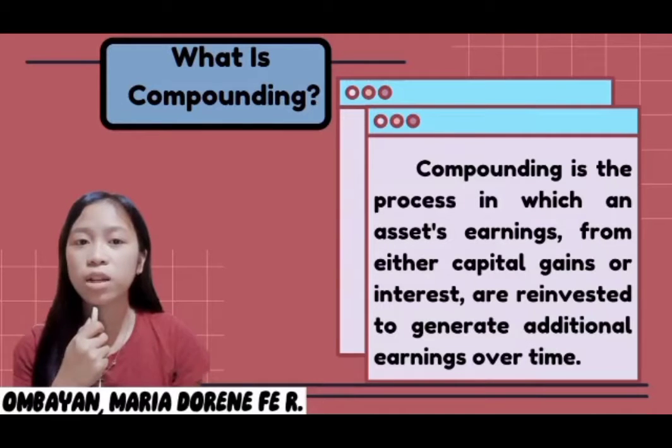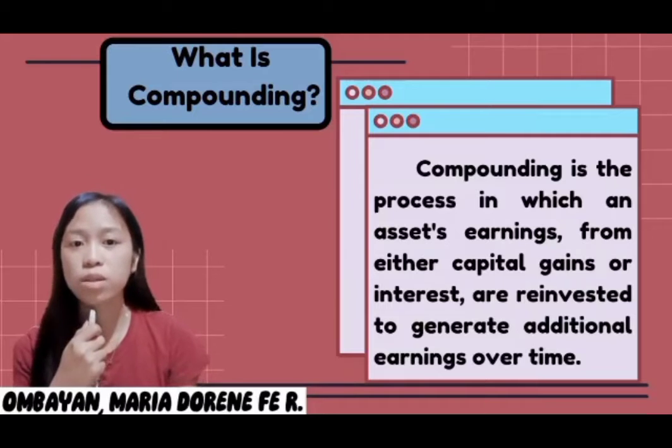When banks or financial institutions credit compound interest, they will use a compounding period such as annual, monthly, or daily.